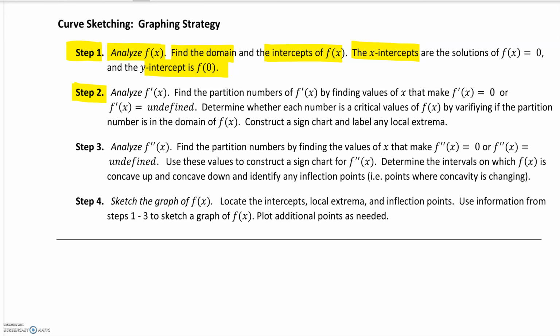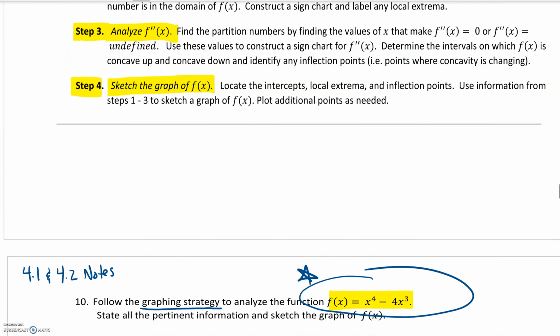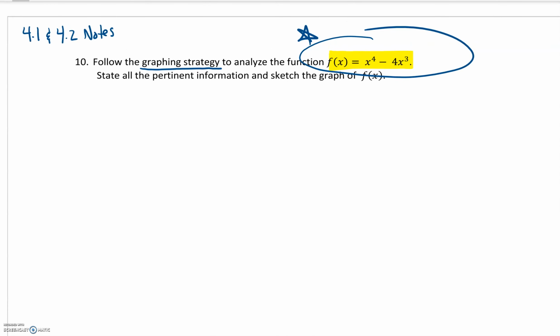For step 2, you're going to create a first derivative sign chart. Remember, that first derivative sign chart is going to tell us the local extrema of the original f of x graph, and it's also going to describe the slopes of the tangent lines on the graph of f of x. Then for your next step, you're going to create the second derivative sign chart. The second derivative describes the concavity of the original f of x graph. And then the fourth step is just to put all that information together to create the graph of f of x. So let's see that in action on question number 10.